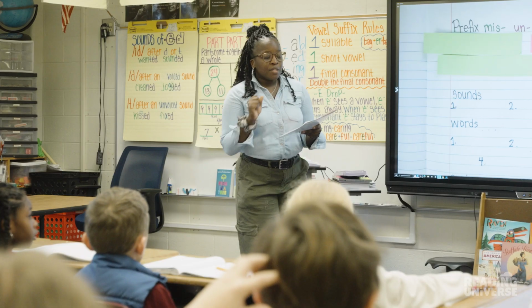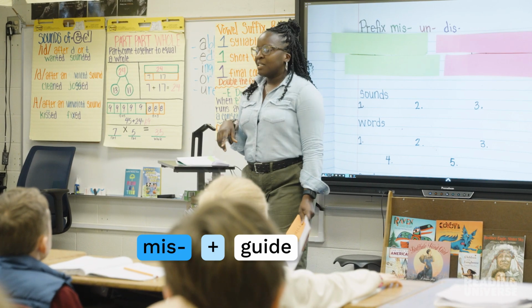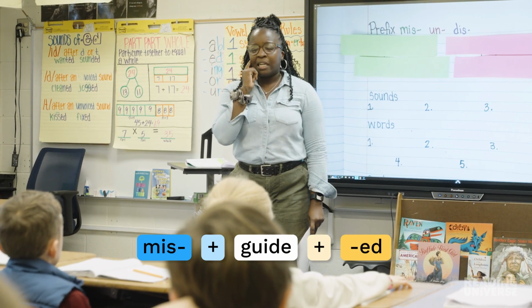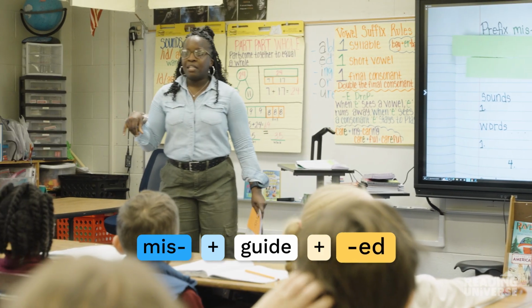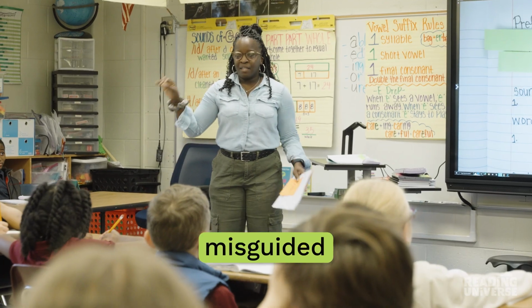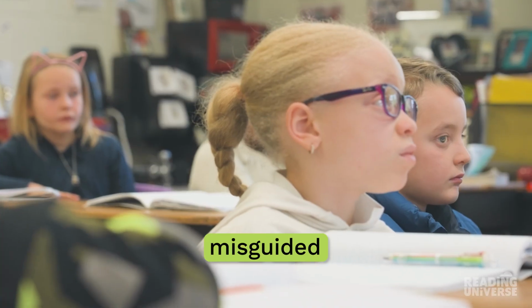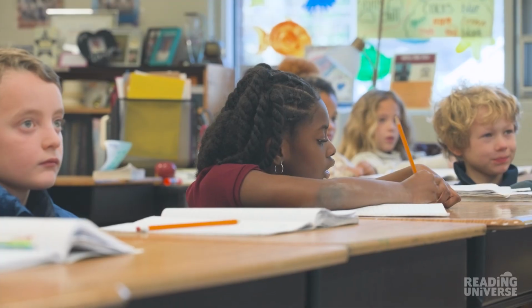Yeah. All right, our first word: mis plus guide plus suffix ed. Mis plus guide plus suffix ed. Have three parts here. What's my new word? Misguided. Misguided. For this lesson, she'll be using prefixes and suffixes students have already learned.